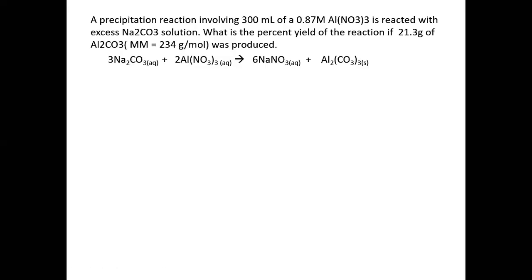And so in this example, we have a precipitation reaction involving 300 milliliters of a 0.87 molar solution of aluminum nitrate reacted with excess sodium carbonate solution. So again, excess means there's more than enough sodium carbonate to react with all the aluminum nitrate. What is the percent yield of the reaction if 21.3 grams of aluminum carbonate was produced? So in this problem, what are we looking for? We're looking for the percent yield.